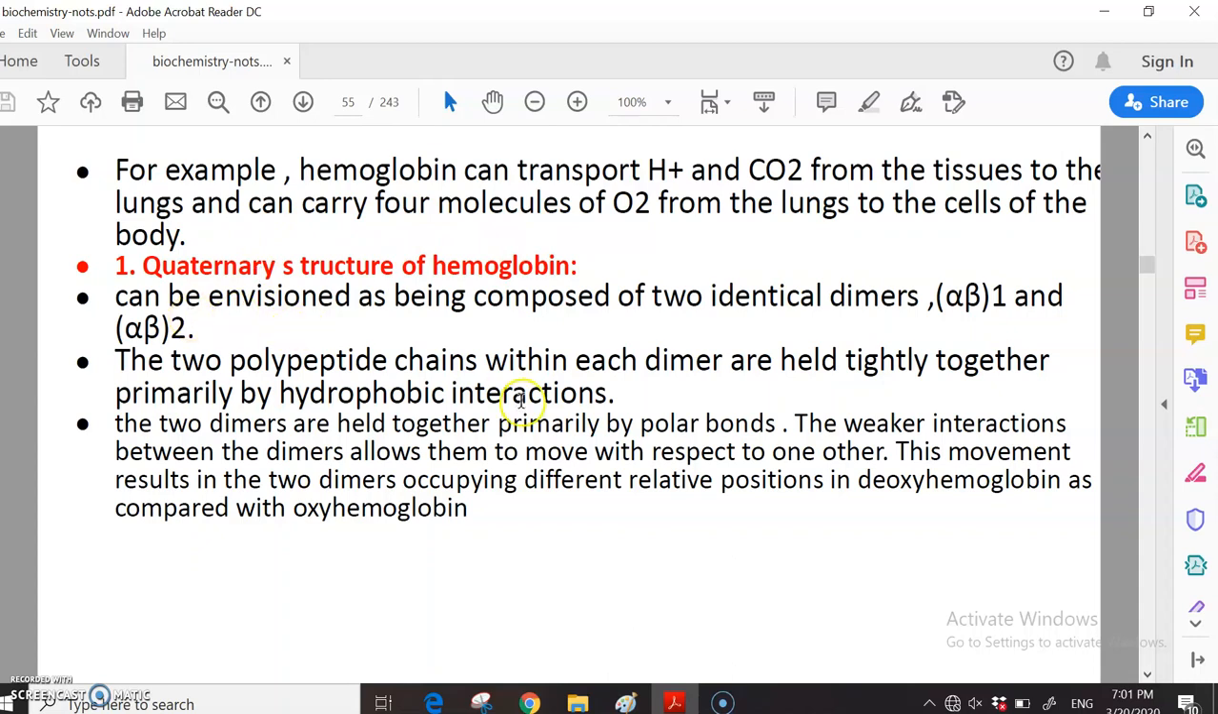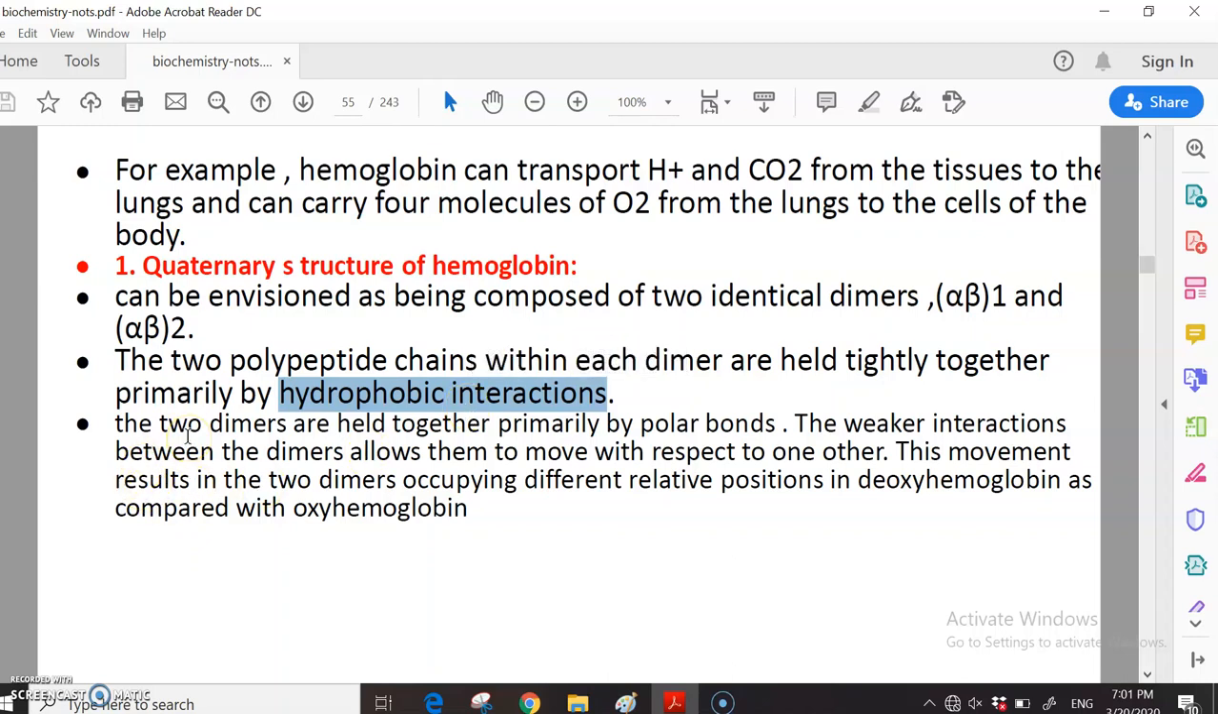It can be envisioned as being composed of 2 identical dimers. The first dimer alpha beta, the second identical dimer alpha beta. In the same dimer, the 2 peptide chains are held tightly together by primarily hydrophobic interaction. It is a strong interaction between alpha and beta, which gets these 2 subunits held strongly together.